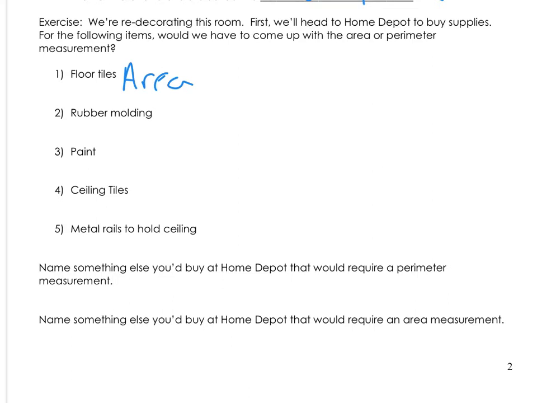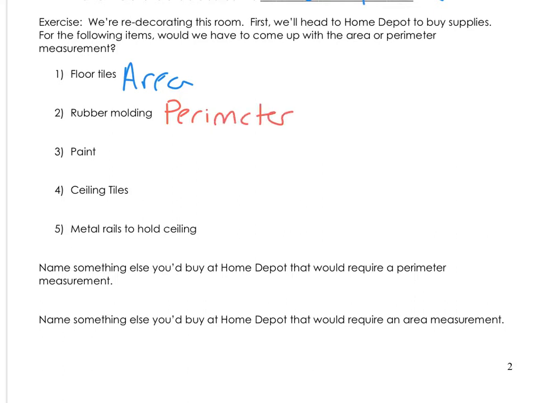Now, the rubber molding that goes around, so if you're in the classroom, you can look at this. If you're not, I'm not sure if there's any in the auditorium, but the rubber molding that goes around the floor, it's called cove molding. So maybe you have it in your house if you have molding that goes around the floor or crown molding that goes around. Would you have to find the area of the floor or the perimeter of the floor? For this one, you'd have to find the perimeter.